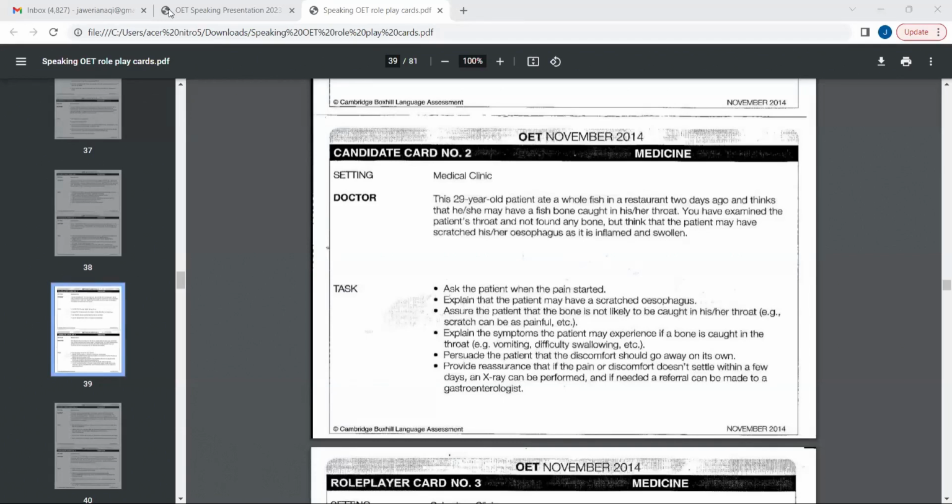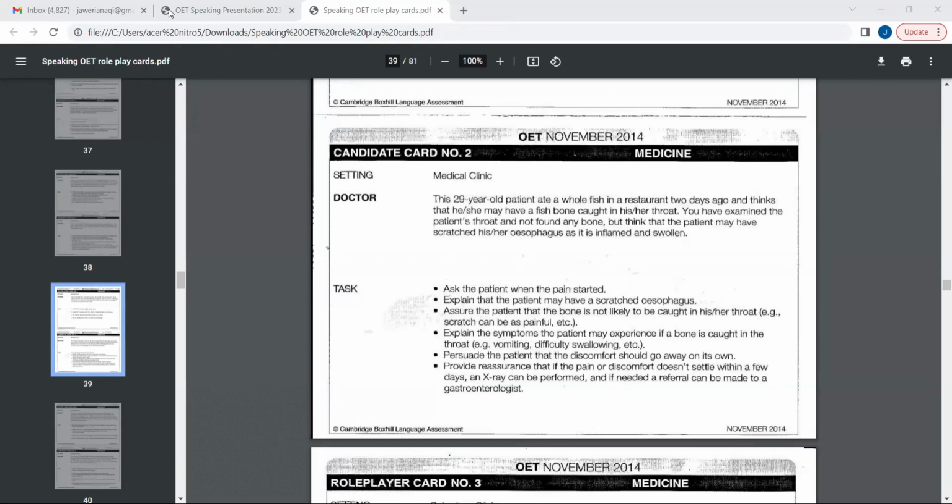Doctor, it was examination. You were supposed to examine the patient's throat. I didn't examine. And I even asked you how are you so sure that I don't have a bone in my throat? Remember, I asked you a couple of times. So according to the examination, I have done.